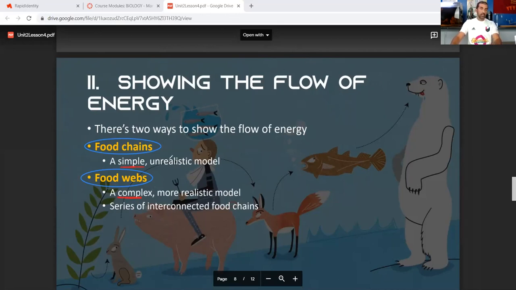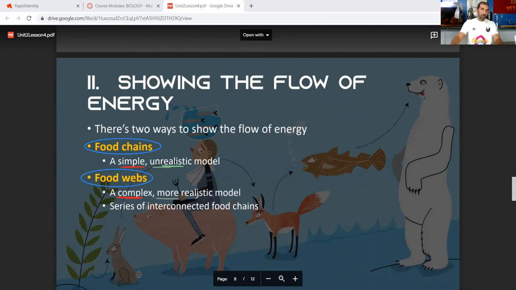A food chain is a very unrealistic model, and that's because it only shows one organism in each step. Like this last step, it shows a polar bear eating a fish. Well, yeah, that's true. A polar bear probably does eat a fish, but that's not the only thing it consumes. That's not the only thing it gets its energy from. It could eat a baby seal. It could eat a baby Arctic fox. It could eat anything in that environment. So a food chain is kind of unrealistic because it only shows one organism being consumed by another.